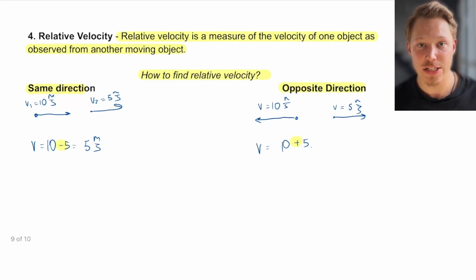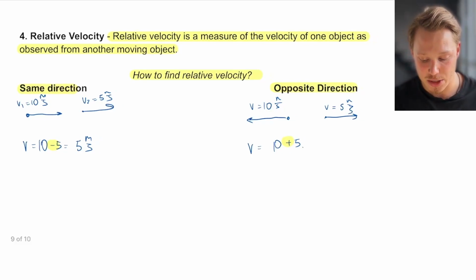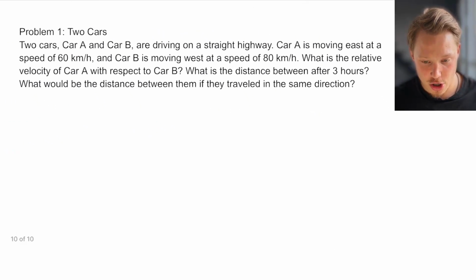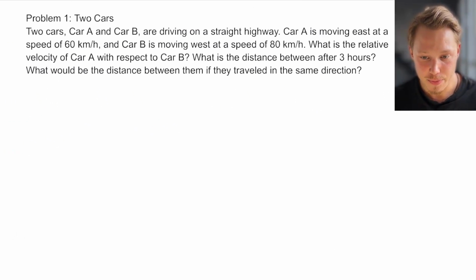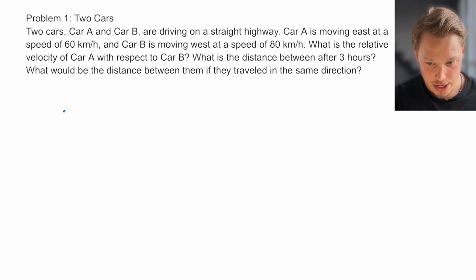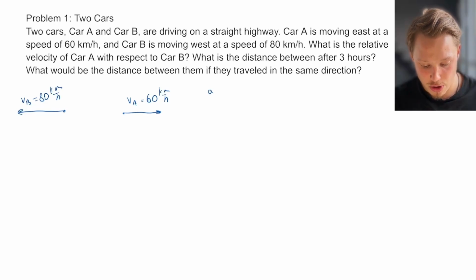Now, let's see how this concept applies to one of our practice problems. Here we have two cars, car A and B, that are driving on a straight highway. Car A is moving east with a velocity of 60 kilometers per hour. Car B is moving west at a velocity of 80 kilometers per hour. Firstly, what is the relative velocity of car A with respect to car B?